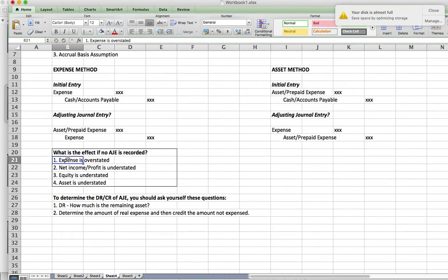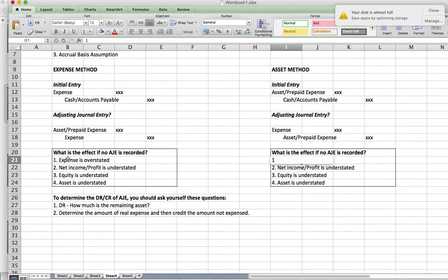Now, what is the effect if no adjusting journal entry will be recorded? What is the effect? Yan. What is the effect if no adjusting journal entry is recorded? Diba, nilagay mo lahat as asset. Ano mangyayari pag hindi ka nag-record? Ano mangyayari sa asset mo? Pag hindi ka nag-record ng adjusting journal entry, asset is overstated. Number 2, asset is overstated because lahat asset hindi ka nag-adjusting journal entry.